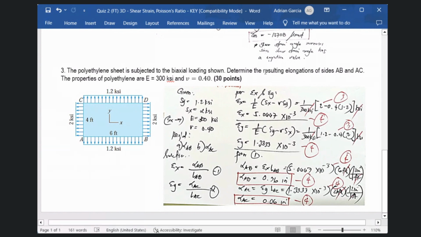Nakabigay naman dyan, ayan, no? Resulting elongations at AB and AC. Ibig sabihin, ang gagamitin mong relation sa AB at sa AC. Okay? Yung binigay, DB at DC, pwede naman siyang isolve ng ganun, walang problema. Pero dito, naka-emphasize AB and AC. At point AB at point AC. So, that is for number 3. Any questions?